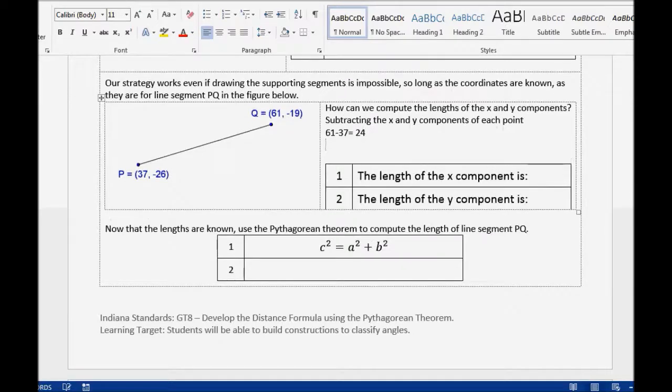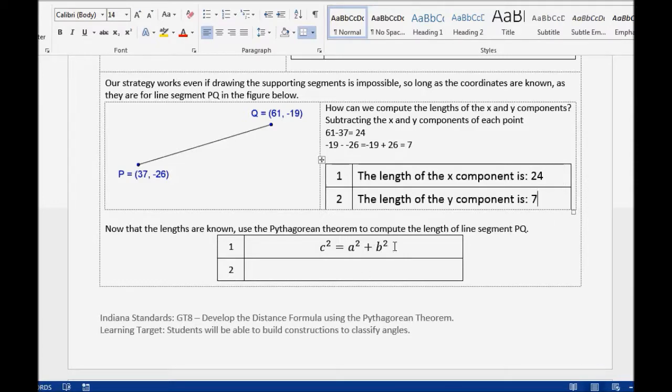Okay, and then we go and we do the other one. So we've got a negative 19 minus a negative 26. Notice that I left the minus a negative here. Okay, that means we're actually going to be negative 19 plus 26, which is 7 units long. So the length of the x component is 24, and the length of the y component is 7.